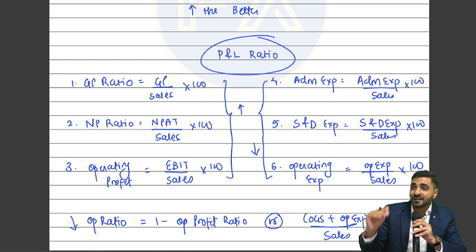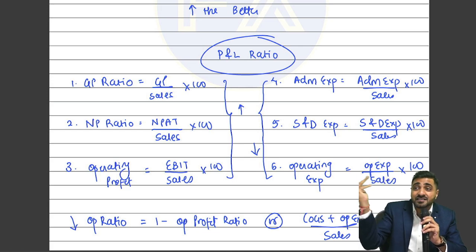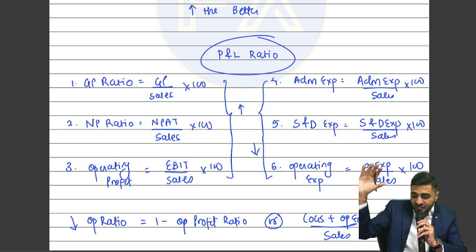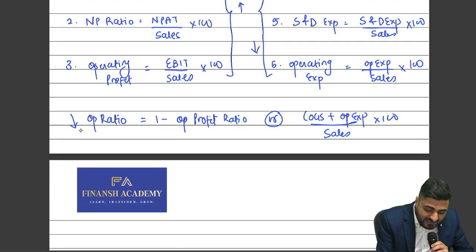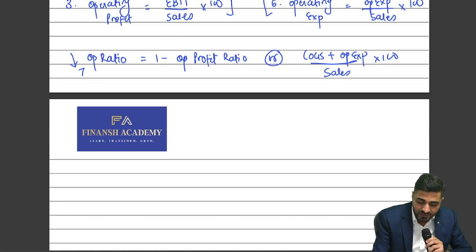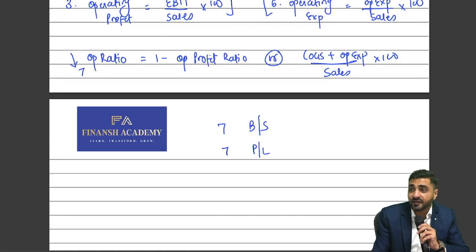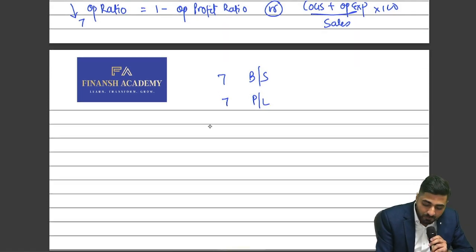Okay. We are done with 7. Which ratio? Balance sheet ratios. Then we are done with your 7 P&L ratios. 7 balance sheet, 7 P&L. Okay. Now I'll be starting with mixed ratios.